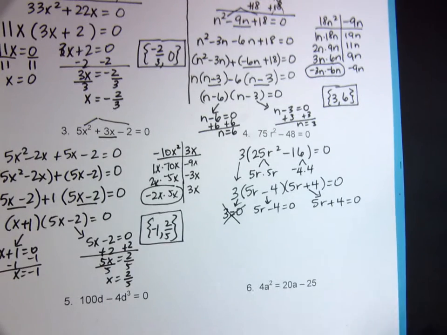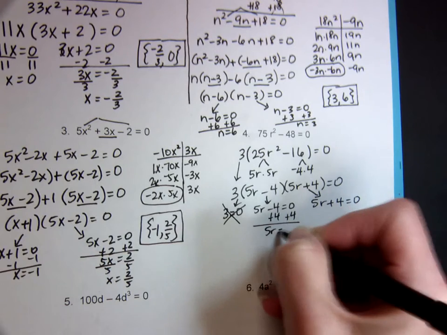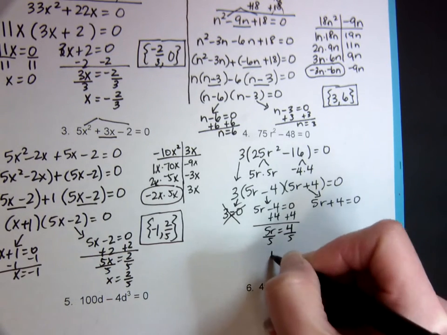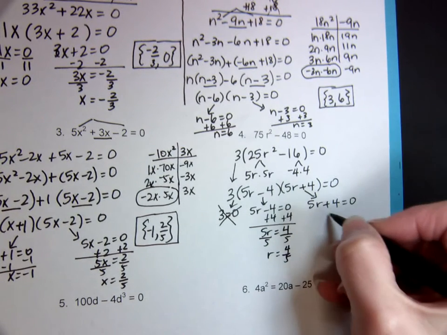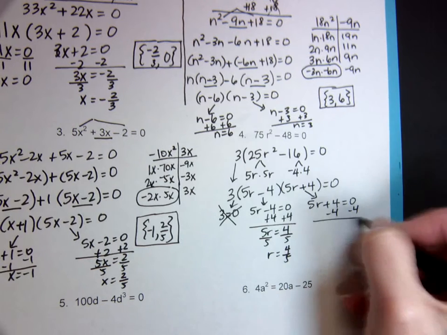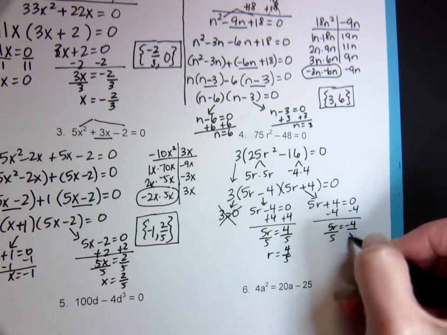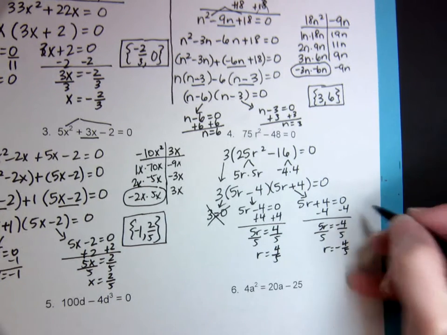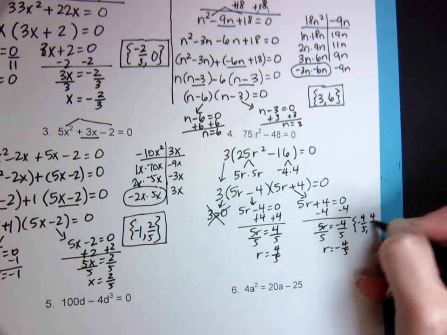So then this would be plus 4 on both sides. 5r equals 4. And then divide it by 5, and r is 4/5. And then on this one, we can subtract 4 and divide by 5, and r equals negative 4/5. So then our 2 answers are negative 4/5 and positive 4/5.